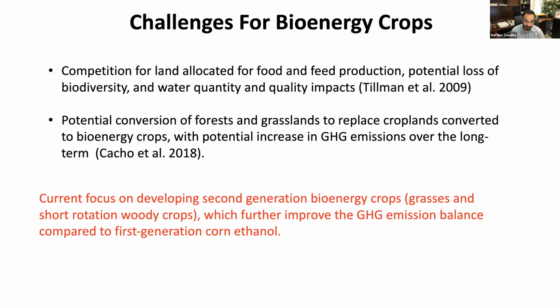However, there is a current focus on developing second generation bioenergy crops, for example, grasses and short rotation woody crops, which can improve greenhouse gas emission balance compared to first generation corn ethanol. And that's why I'm going to talk about the integrated land management practices and not just growing the bioenergy crops by displacing or replacing the food or feed crops.